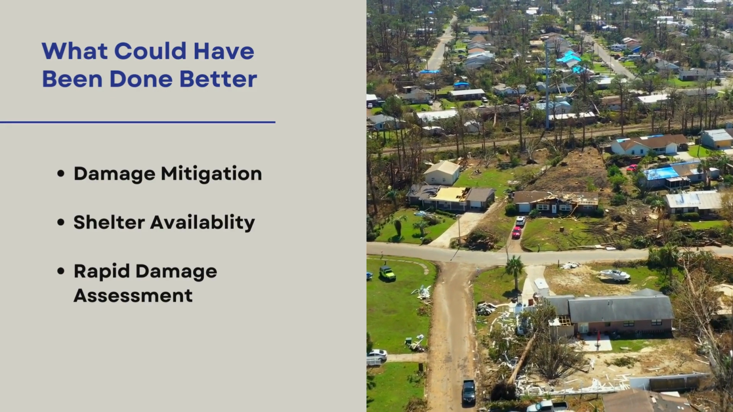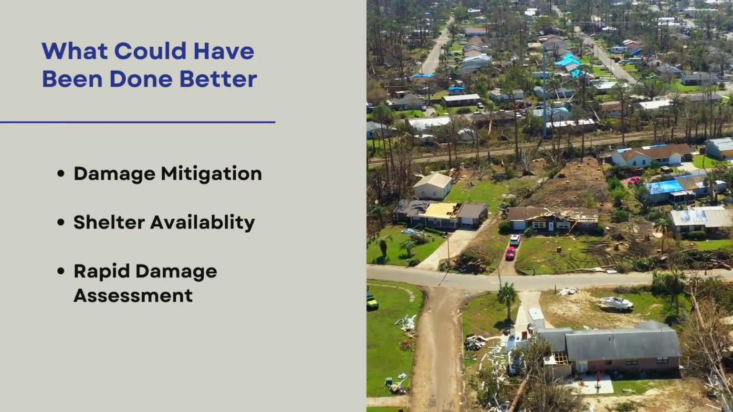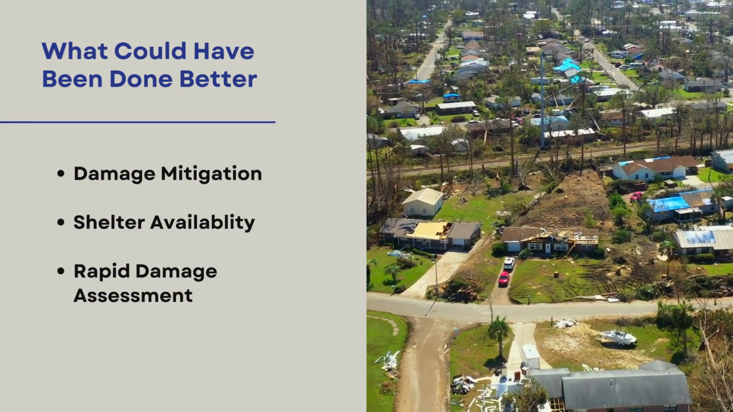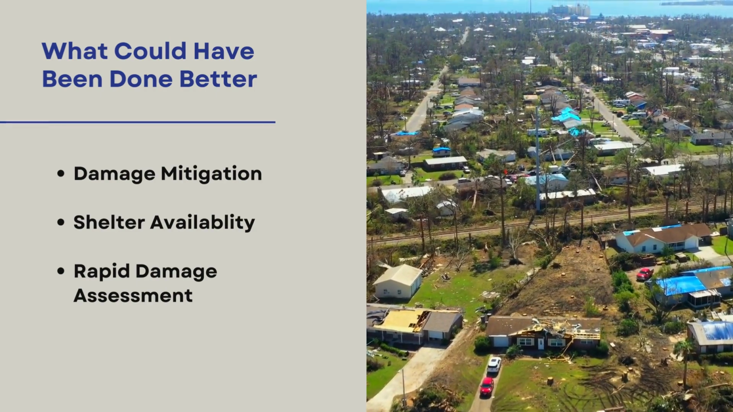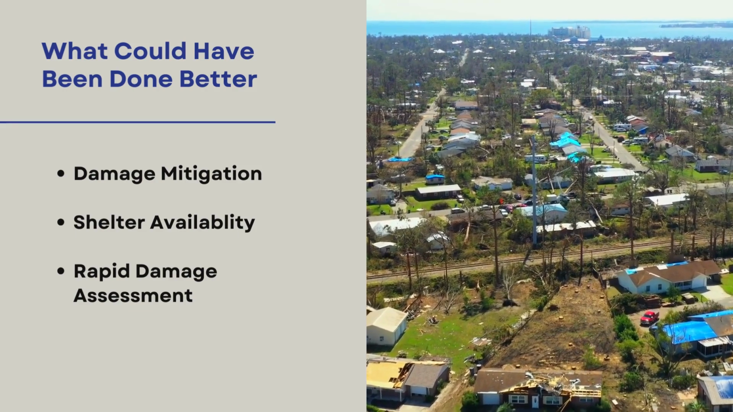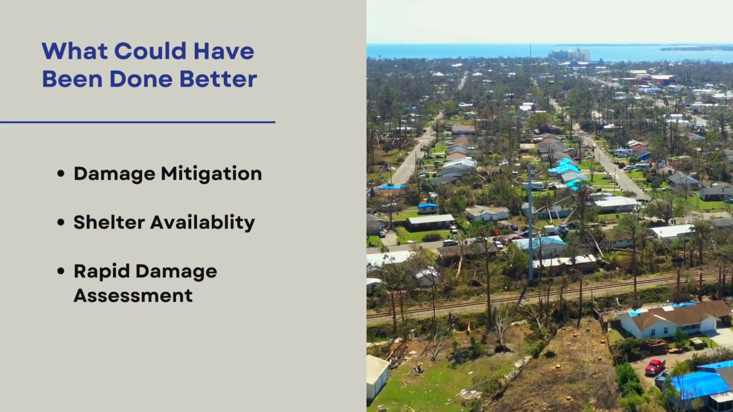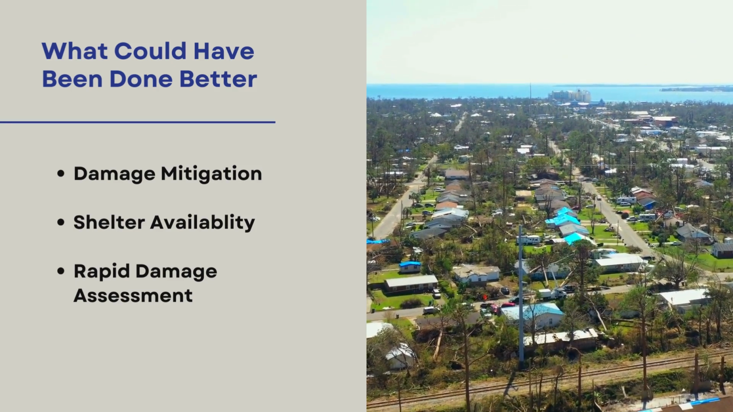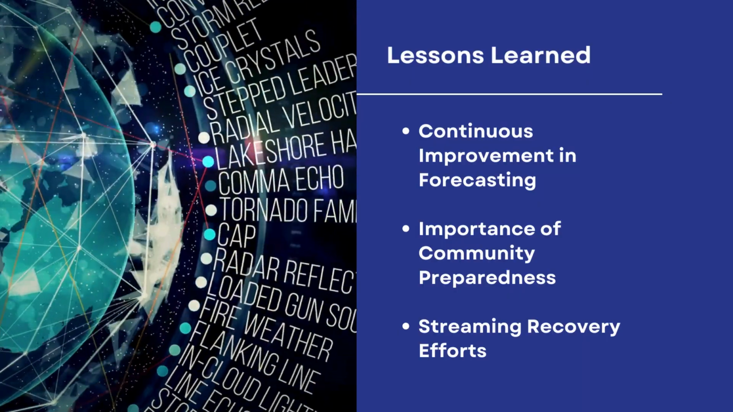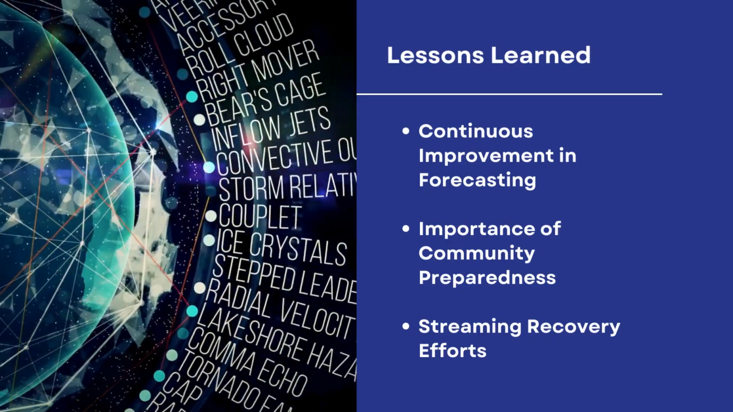Shelter availability. Information on the availability of public shelters during the storm is not readily available. Investigating this aspect of preparedness would be helpful. Rapid damage assessment. While initial responses were positive, streamlining the process for damage assessment and insurance claims could help the recovery process. Lessons learned. Continuous improvement in forecasting.